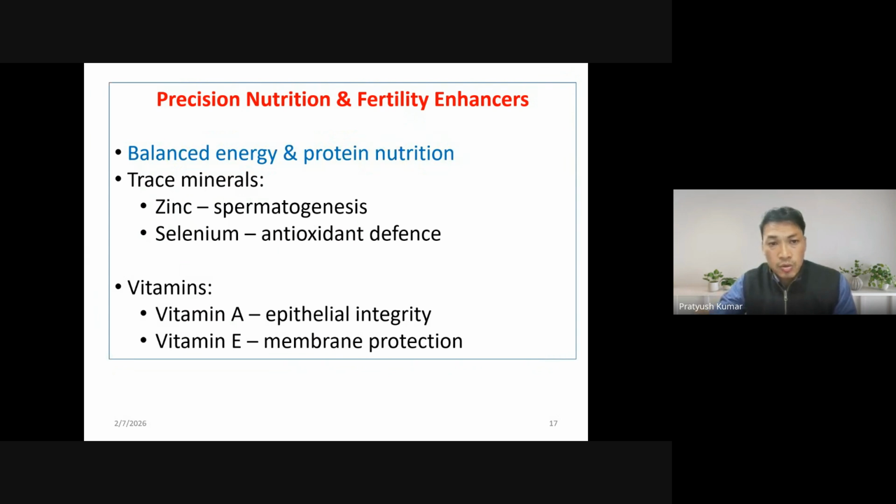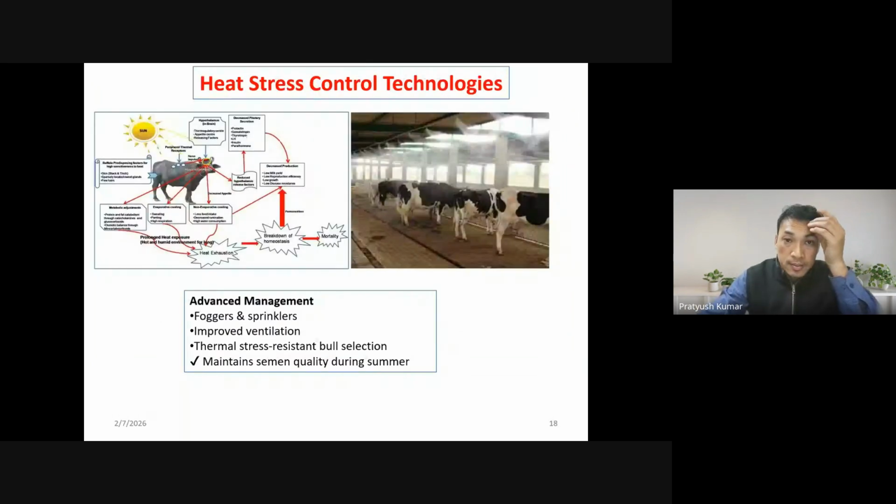A balanced energy ration should be there, because zinc is a very important component for spermatogenesis. It helps during spermatogenesis, this mineral. So all should be in a balanced manner. Selenium for antioxidant defense. Vitamin A and vitamin E for epithelial integrity and membrane protection. This should be provided. This should be considered.